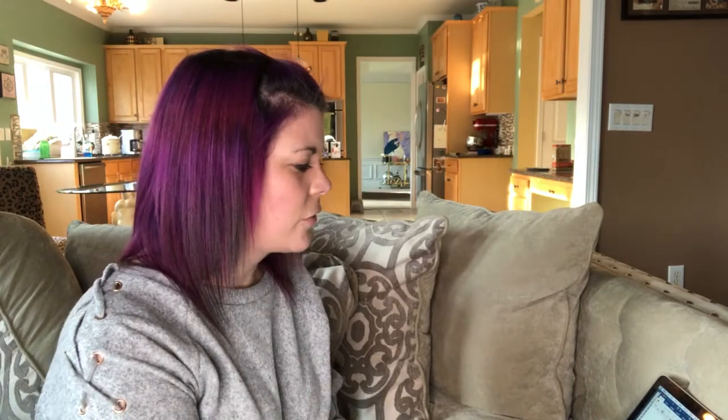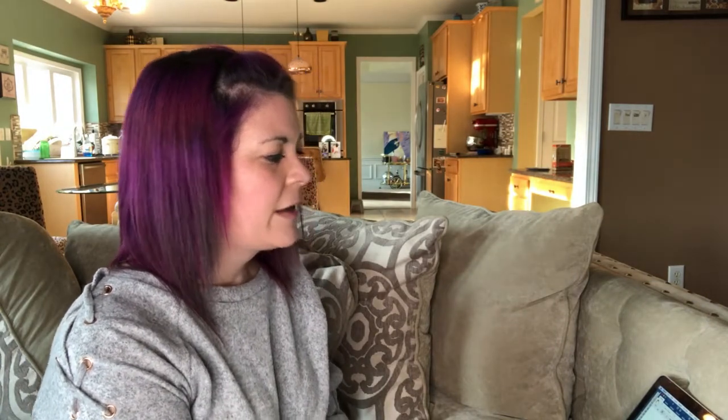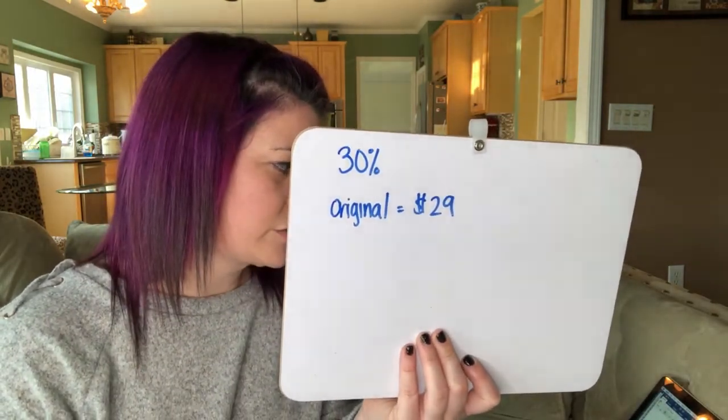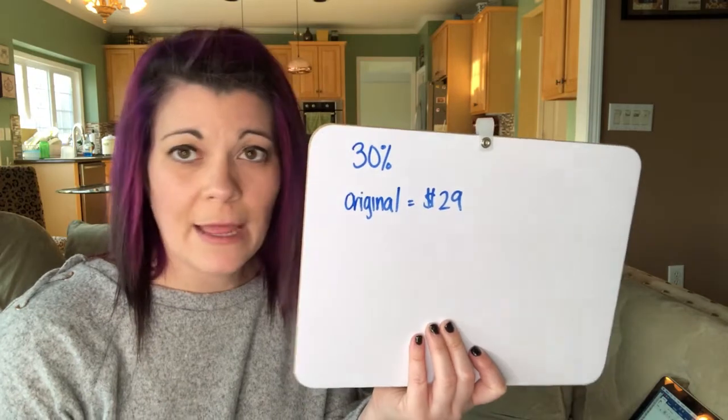Here, I'll show you. So for example, you buy a pair of jeans that is 30% off. So for one, we've determined that it's a discount already. It's 30% off. And the original price is $29. So I'm just writing down what I know. It's 30% off. The original price is $29. What is the sell price of this item?